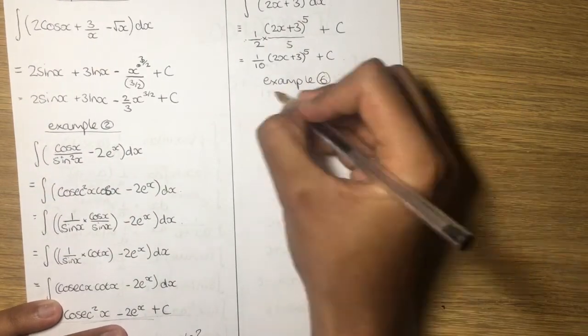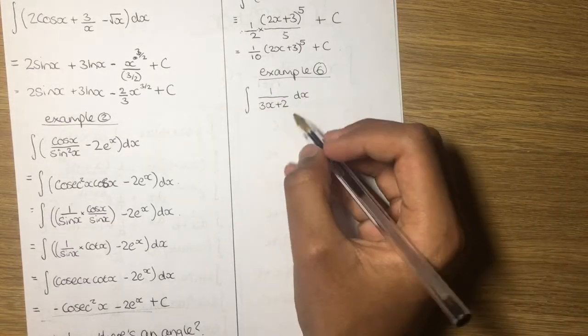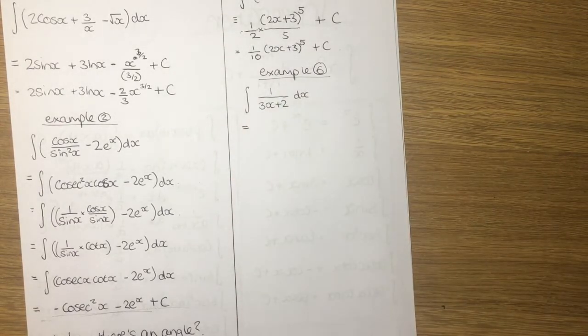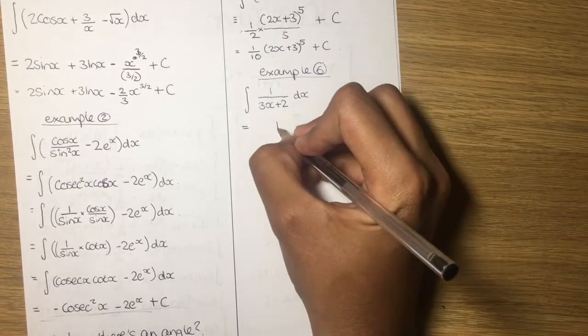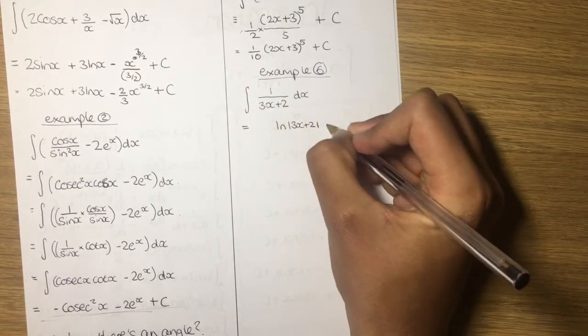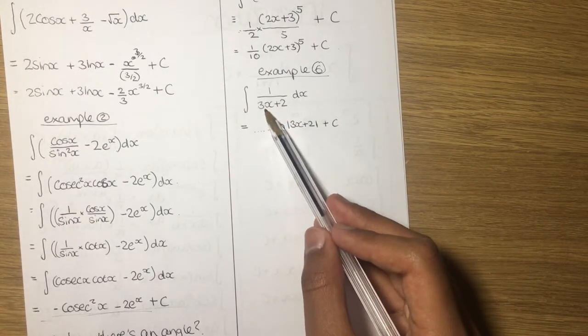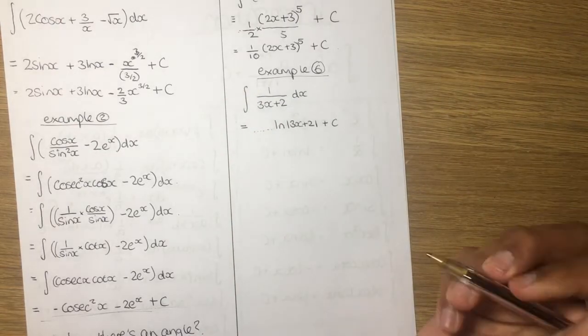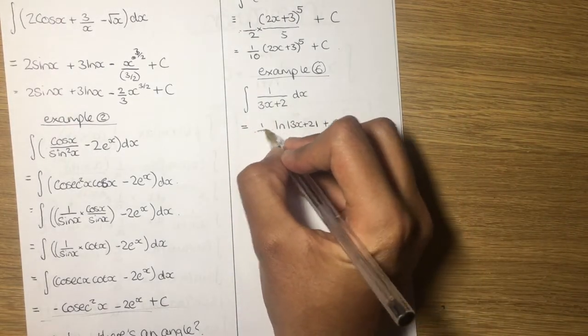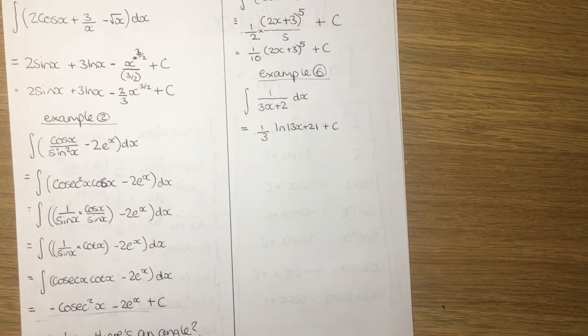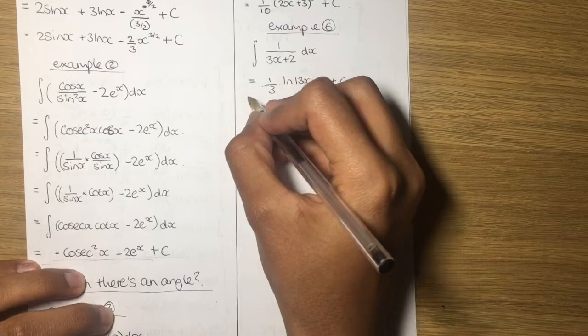Now in the next example we have 1 over 3x plus 2. We recognize this trend: when we have 1 over something, it has to do with ln, because remember, when we differentiate ln x we get 1 over x. So here we've got 1 over 3x plus 2, so the integral is going to be ln of 3x plus 2. Now if we differentiate this, we have to work backwards. We know that we're going to get an extra 3, so we have to do 1 over 3 to cancel out that extra 3. So here we get a third ln of 3x plus 2 plus c.